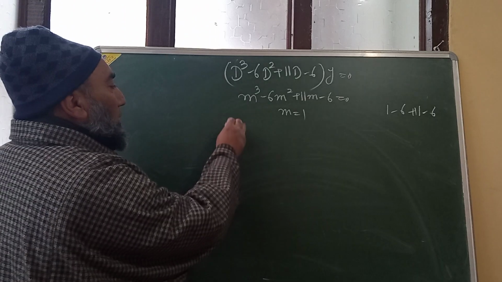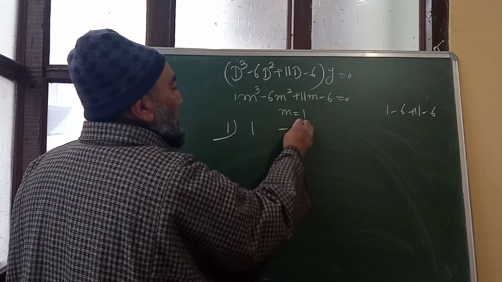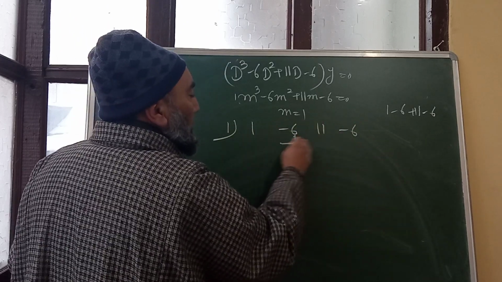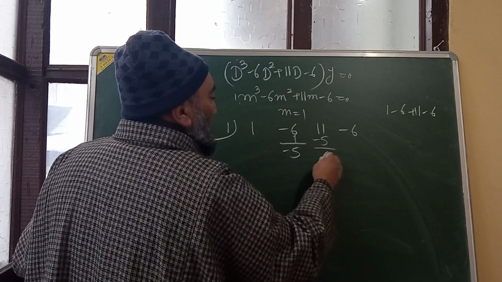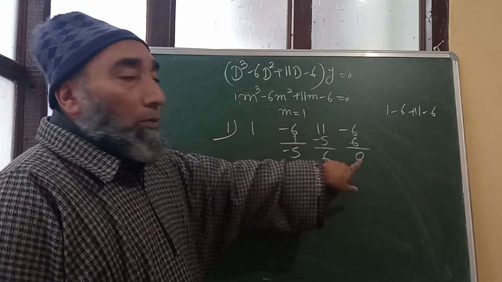So you can use synthetic division. Coefficient of m cube is 1, then m square is minus 6, then 11 and minus 6. 1 into 1 is 1, minus 5. 1 into minus 5 is minus 5, 6. 1 into 6 is 6. This is always 0 because this is the root, remainder will be 0.